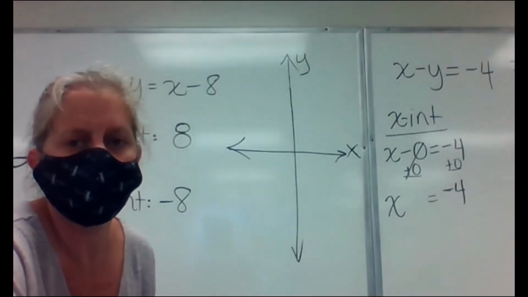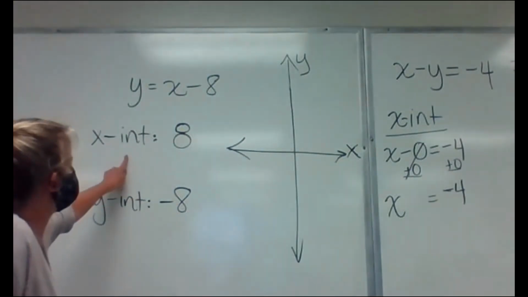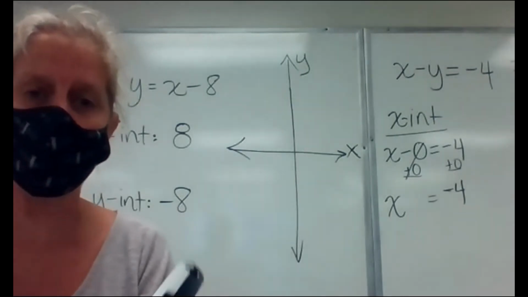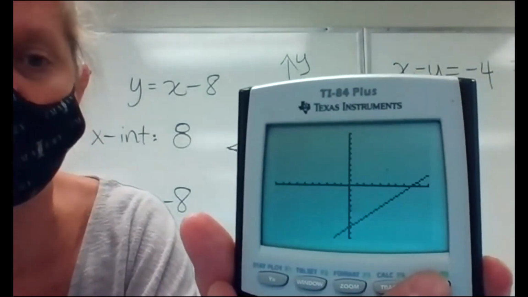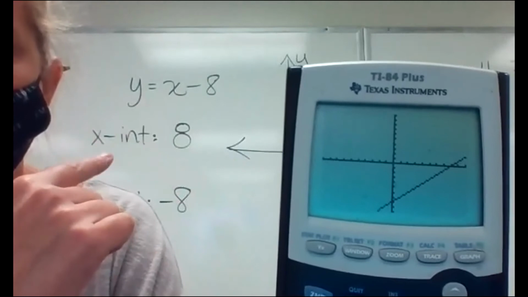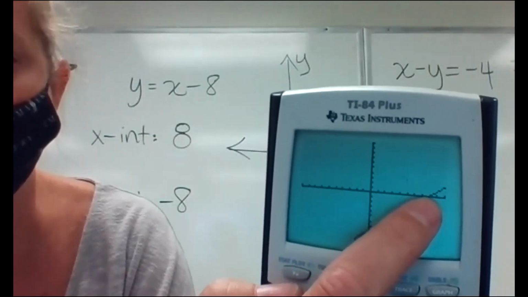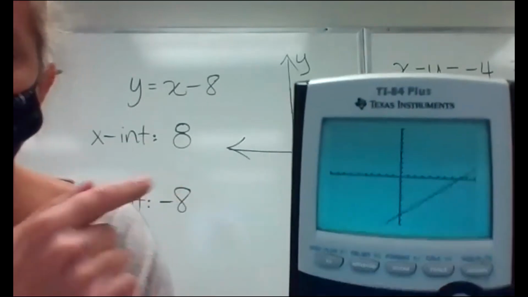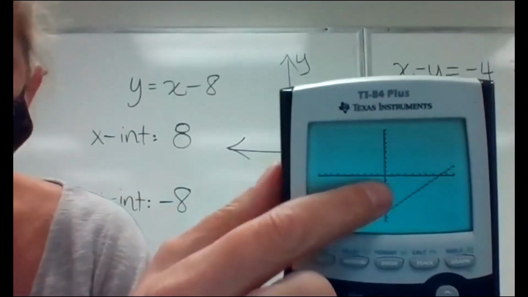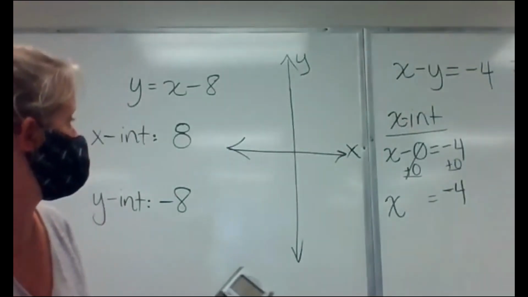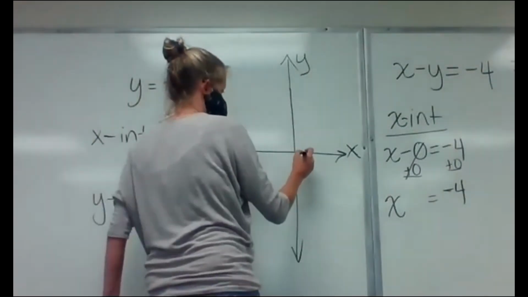So let's see. The x-intercept is +8. The y-intercept is -8, which when we go back to our graph, doesn't that look like it matches what our graph is? It says the x-intercept is +8. So that means it should be to the right 8, which looks like that's where that is. The y-intercept is -8, which means it should be down 8, which looks like where that is. So that's exactly where you're going to put your points.